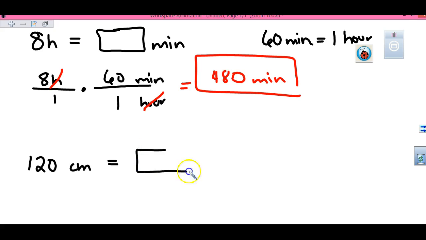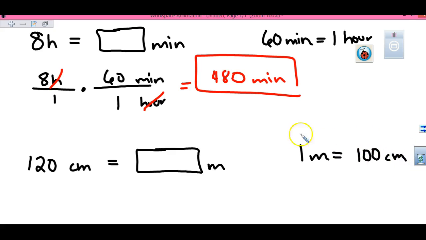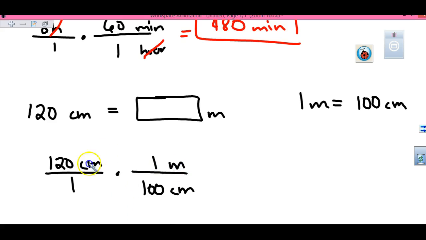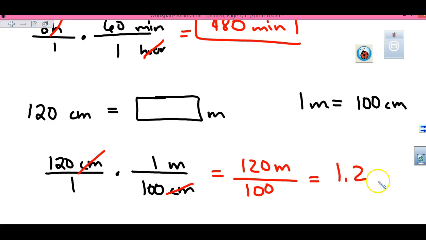Let's say we want to change 120 centimeters to meters. How many centimeters are there in 1 meter? 100 centimeters. So this is our conversion factor. So that means 120 centimeters over 1 times my conversion factor. So I put my 100 in the bottom so I cancel my centimeters, and meters in the top. This would mean 120 meters over 100. 120 divided by 100 is 1.2 meters.